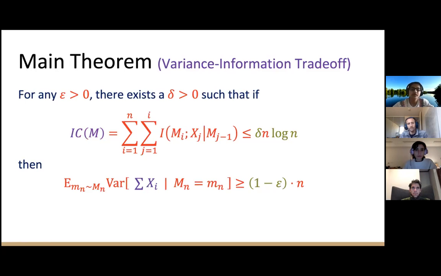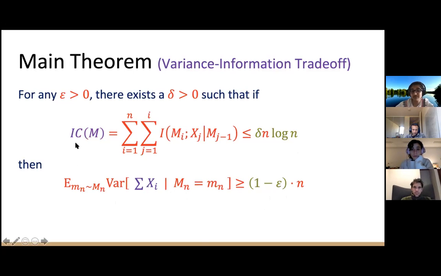Okay. So our main theorem is a variance information trade-off. We prove that for any epsilon greater than 0, there exists a delta such that if the information cost of this streaming algorithm M is less than or equal to delta n log n, then the expected variance of the sum of the input bits, conditioned on the output of the streaming algorithm, is greater than or equal to 1 minus epsilon times n.